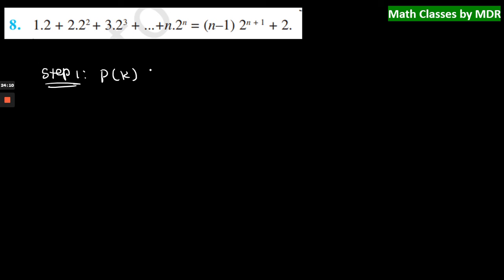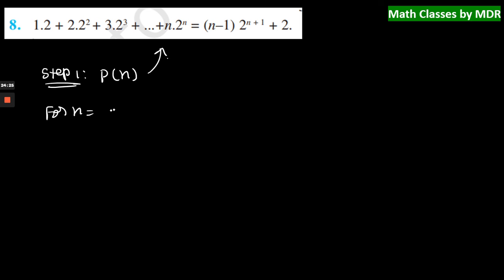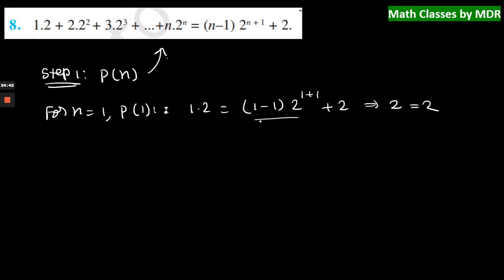Step 1: let P(n) be the statement, the given formula or equation. For n equals 1, let us test P(1). We will come to know that 1 into 2 is equal to (1 minus 1) into 2 to the power (1 plus 1) plus 2, which implies 2 is equal to 2. Because 1 minus 1 is 0, the whole term becomes 0 and we are left with 2 on the right hand side. Hence it is proved. P of 1 is true.